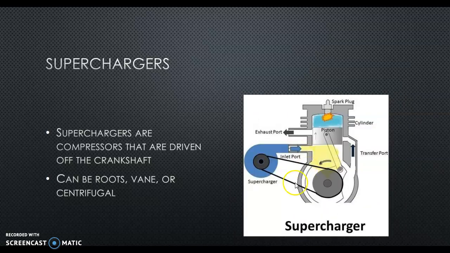And then here's your centrifugal style. Looks like a turbo hanging off the side of the engine, but you'll notice they're in the front of the engine and they're not attached to the exhaust. And it's driven off a belt. And those are your clues that it's a supercharger, not a turbocharger.